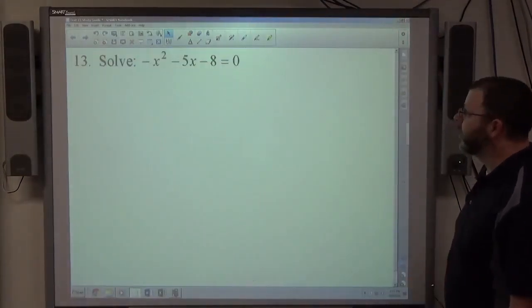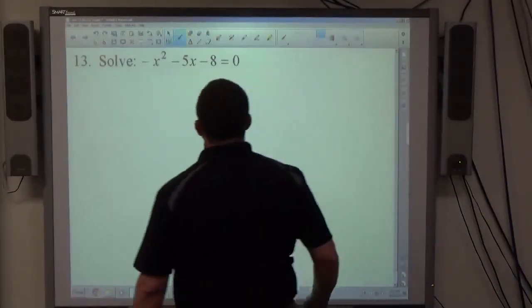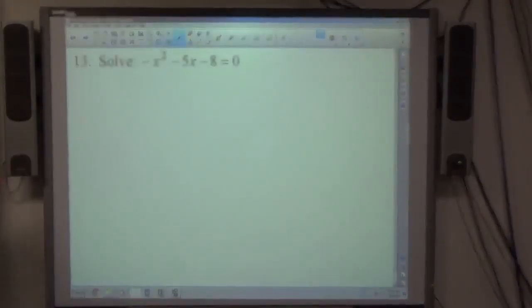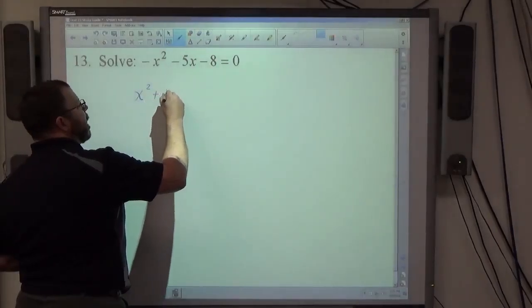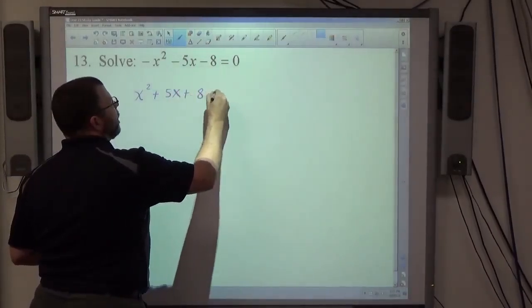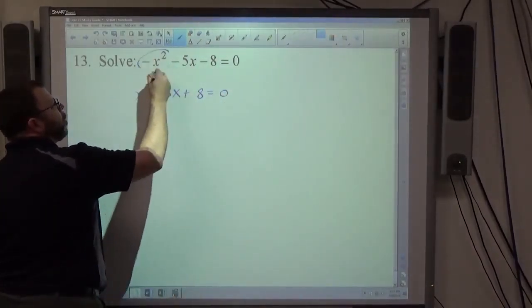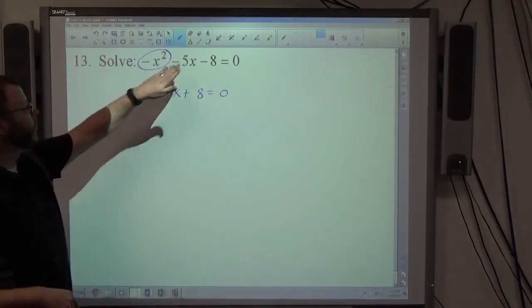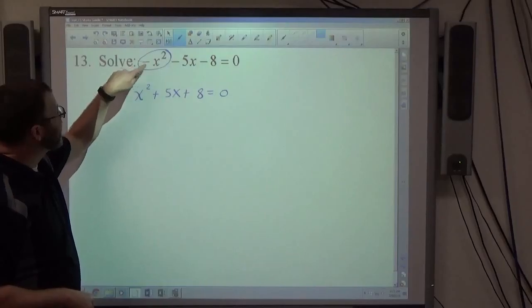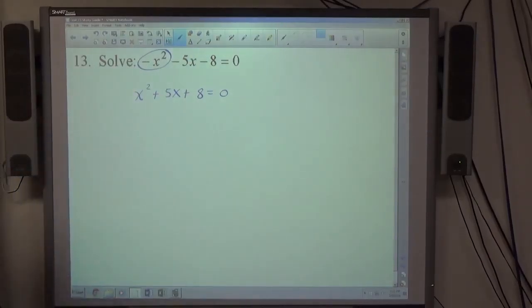Number 13. Solving a quadratic equation. I notice everything's negative. The first thing I would do is make everything positive. So x squared plus 5x plus 8 equals 0. In general, if the x squared term is negative, I like it to be positive, so I'm going to change all the signs regardless of the rest of the signs. So even if this was positive and this was positive, since that's negative, changing all the signs would be the first thing on my checklist of things to do for this problem.